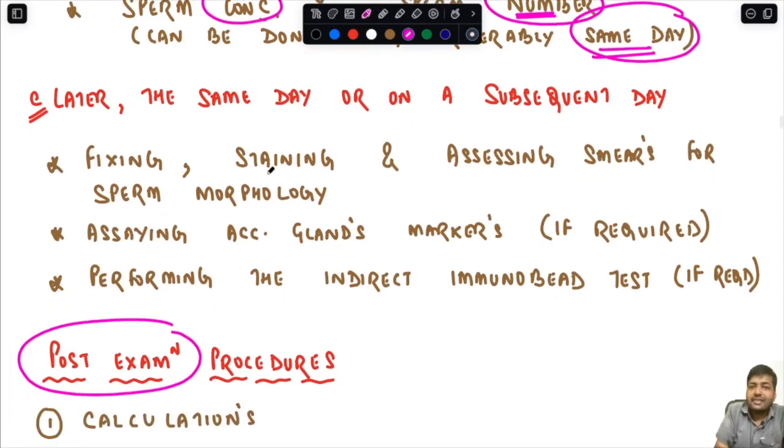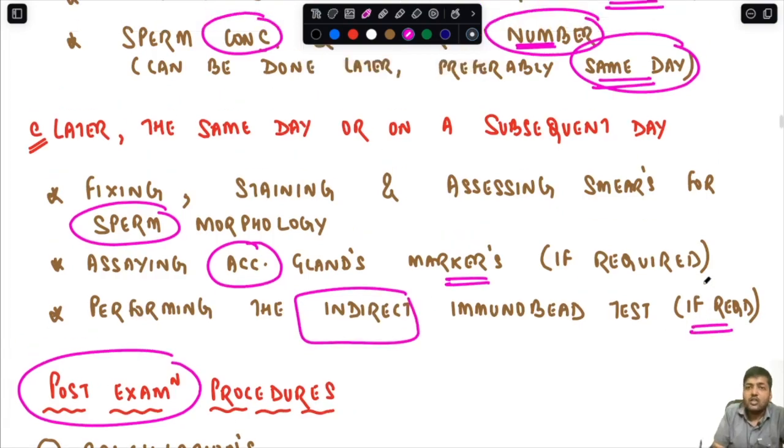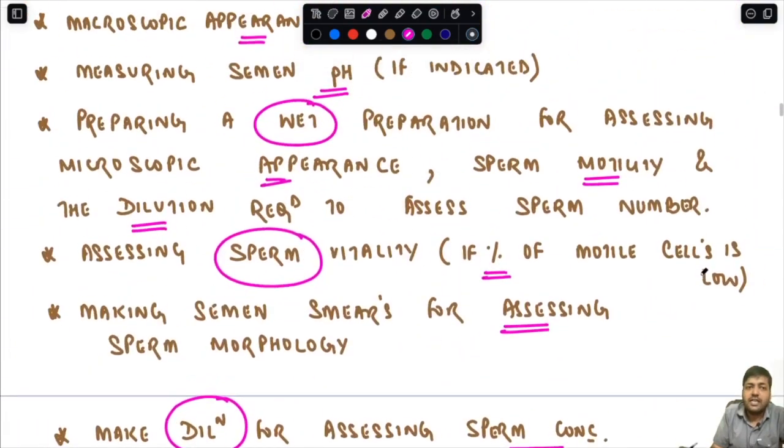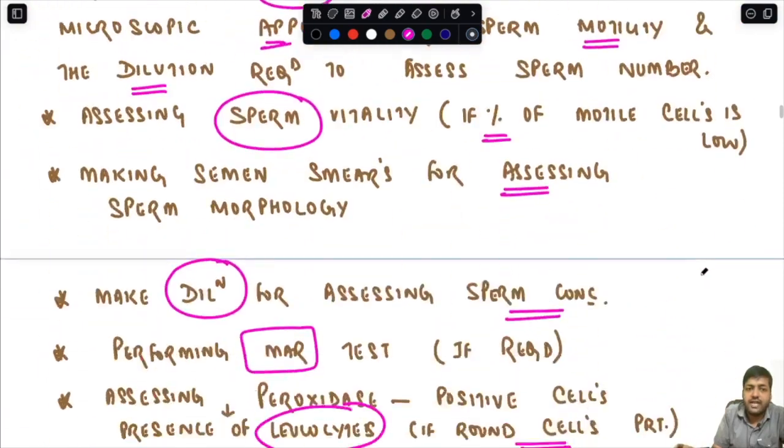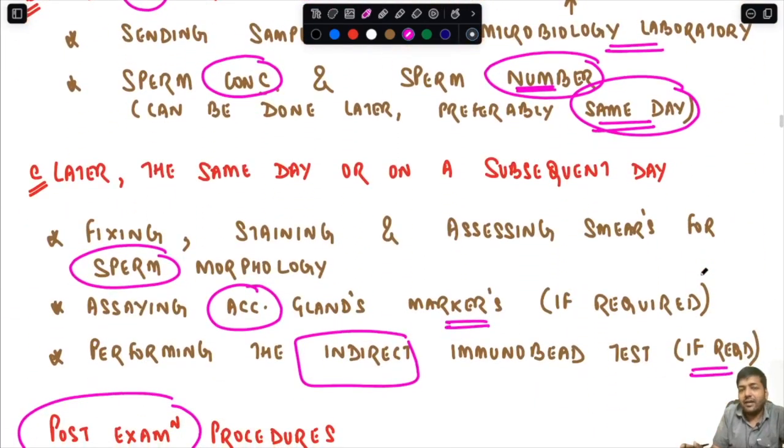So the fixing, staining and assessing of the smears for the sperm morphology can be done later, either on the same day or on a subsequent day. Assaying the accessory gland markers, if required, again not a special test. Performing the indirect immunobead test if required. So these are the examination procedures which are carried out between 30 to 60 minutes, within 3 hours, and later but on the same day or on a subsequent day.